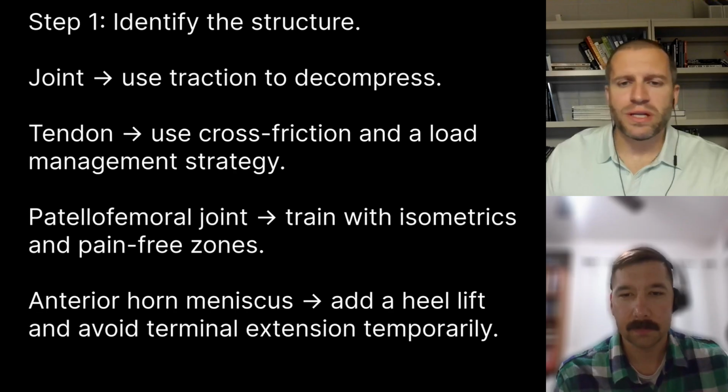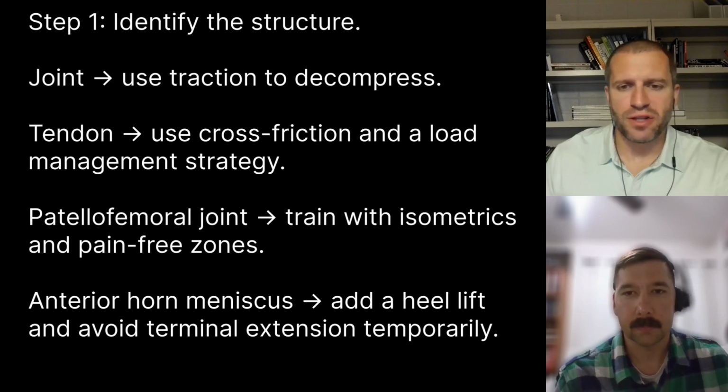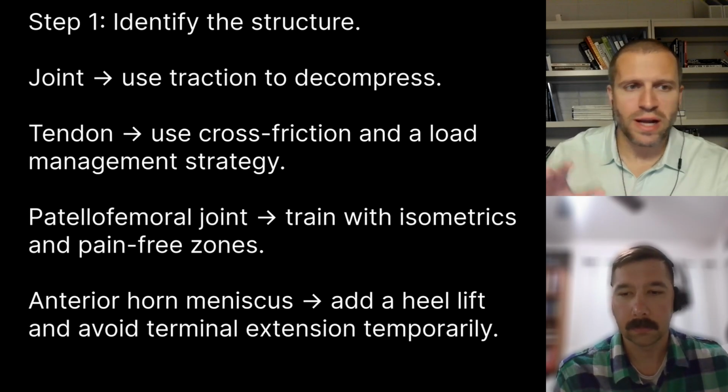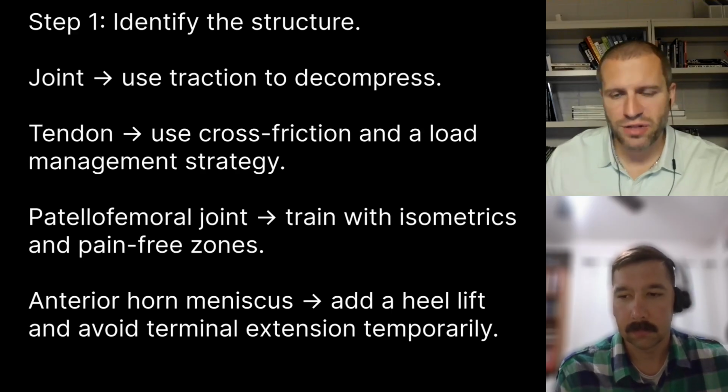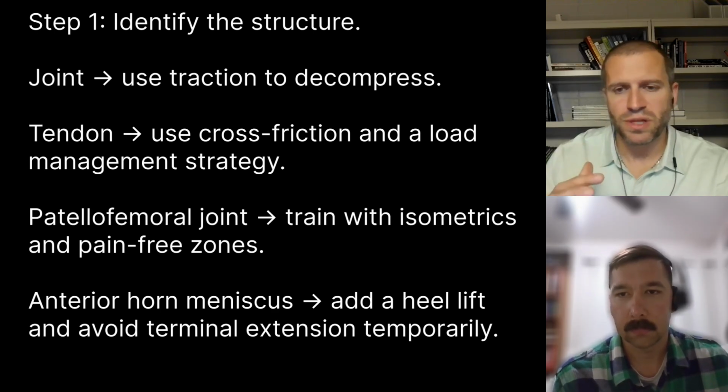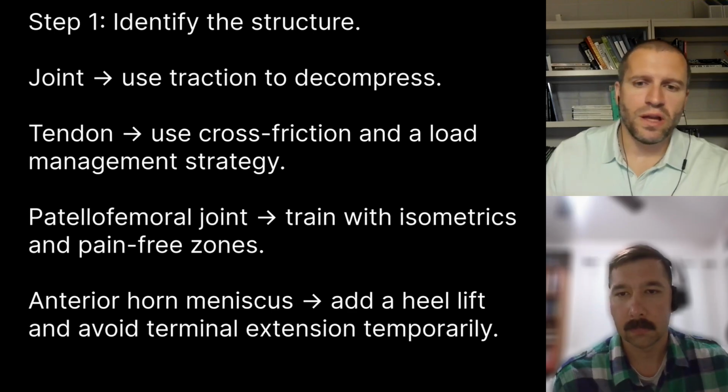Okay, to close us out, can you summarize your overall framework for fixing knee pain with the squat and the lunge? Yeah, it's pretty simple. Try to identify the structure, and if you are struggling to identify it, you can try some of the different inputs, but then you want to match the input to whatever structure is hurting. So traction for the joint, friction, and some type of load manager for the tendon, isometrics, pain-free zones for the patellofemoral joint, and then heel lift and avoid extension if it's the anterior horn or meniscus.